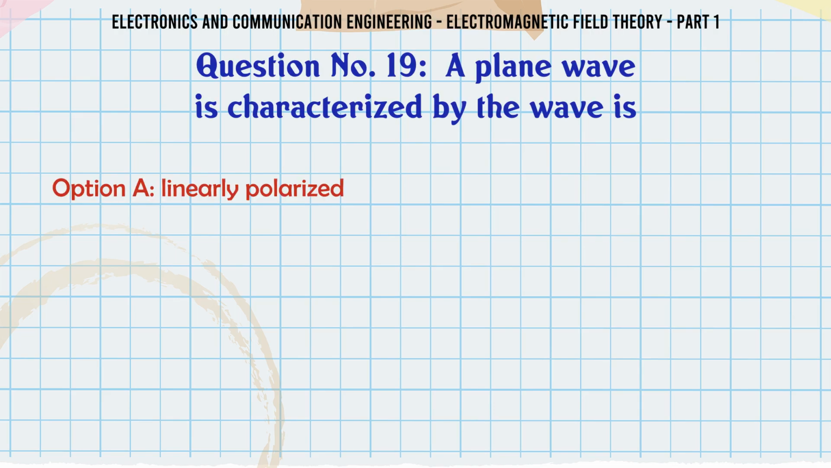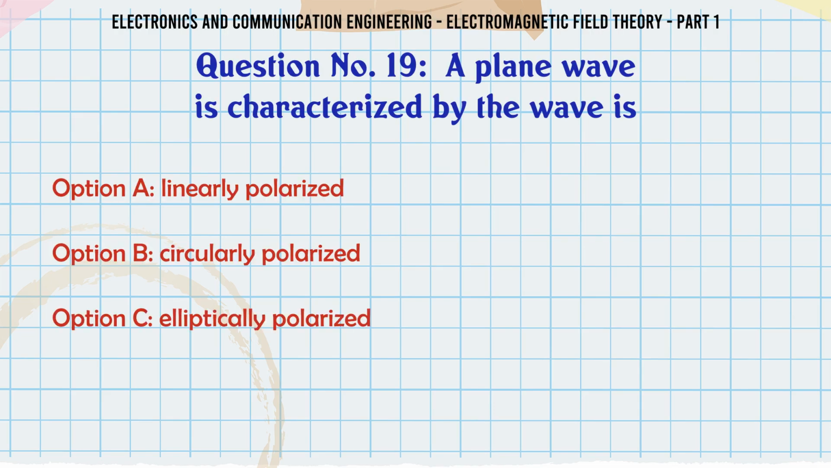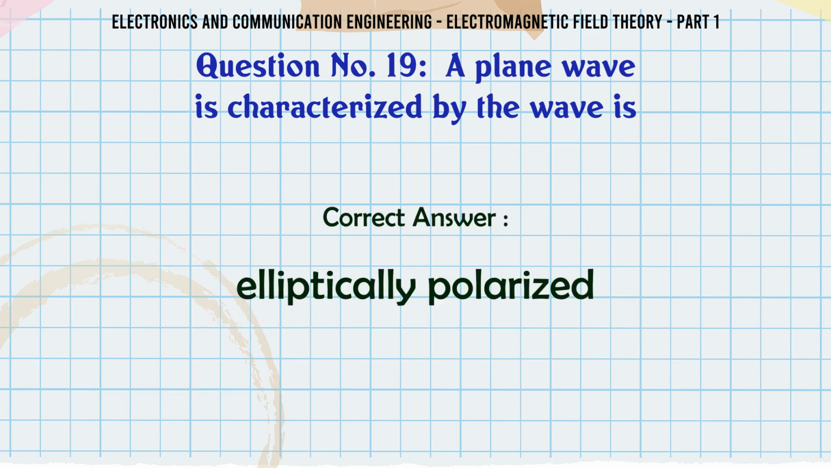A plane wave is characterized by the wave is A linearly polarized, B circularly polarized, C elliptically polarized, D unpolarized. The correct answer is elliptically polarized.